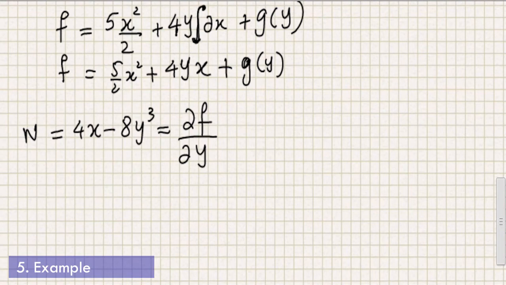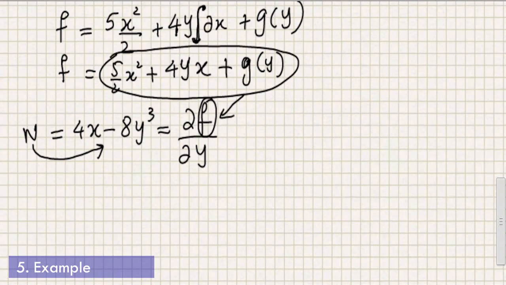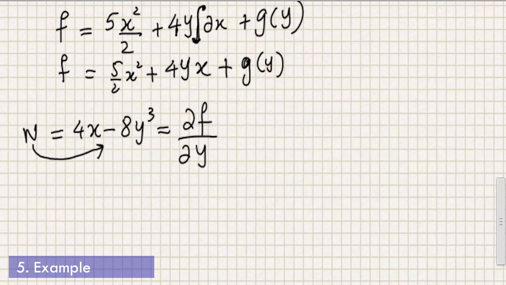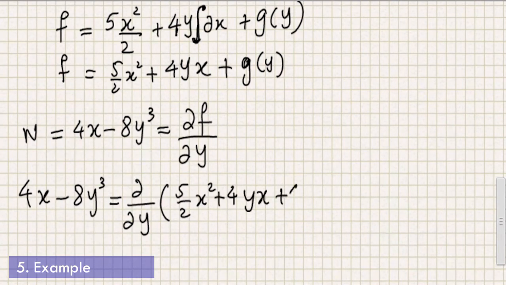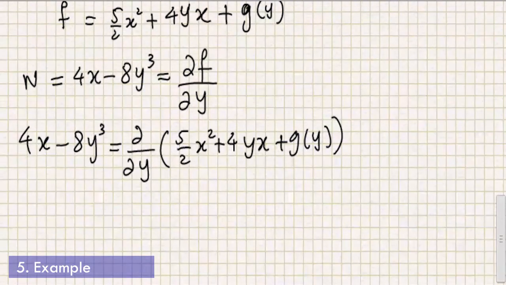So what do we do? On the left hand side we have already substituted the value of N. On the right hand side we're going to substitute the value of f, which is obtained as this, right? So we're going to use this value of f over here. So we write down 4x minus 8y cubed equal to the partial derivative with respect to y of 5 over 2 x squared plus 4yx plus g of y.